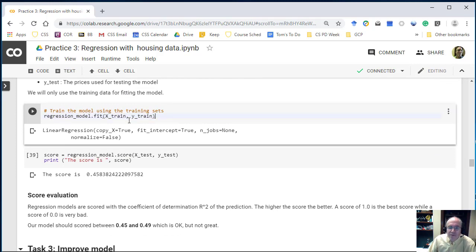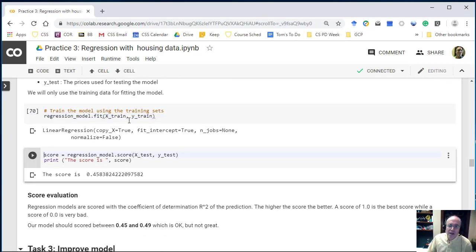So we fit our model with that training and testing data, and now we can score the model here. It should give us a number between 0 and 1, although sometimes it may be negative, but usually it's between 0 and 1. 1 is a perfect score, meaning 100% of the time you can predict the price of the house exactly right. A score of 0.45 is less accurate.